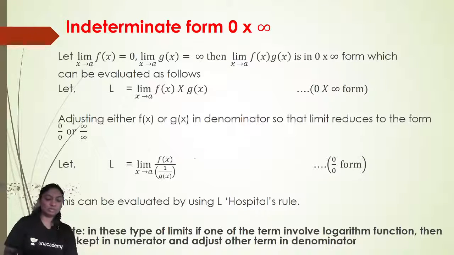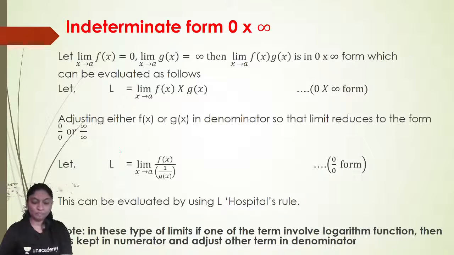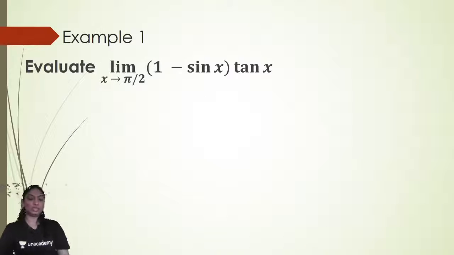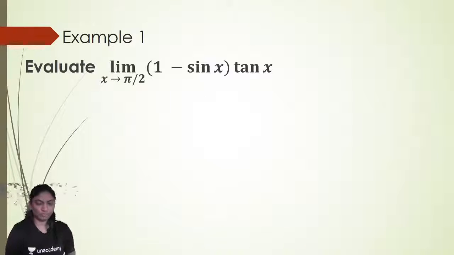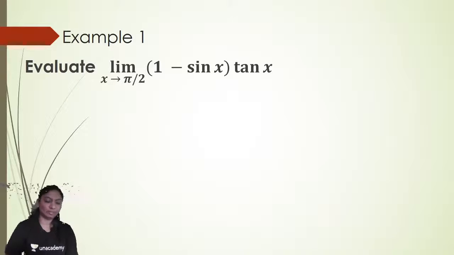Now yesterday we have seen how to evaluate the 0 upon 0 form and infinity upon infinity form. In this lecture we will see how to evaluate the 0 into infinity form. For that we will adjust f of x and g of x like this: either it is converted into f of x upon 1 upon g of x, or g of x upon 1 upon f of x, so that we can evaluate this indeterminate form easily.